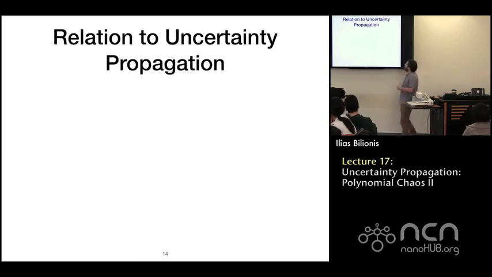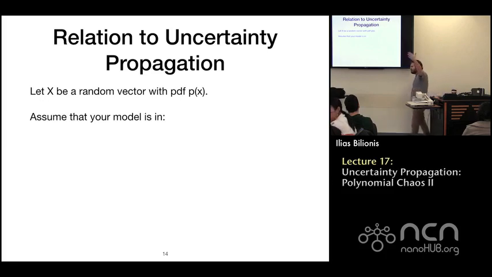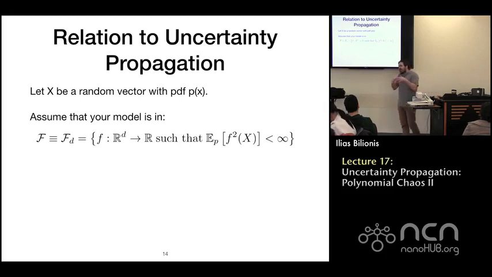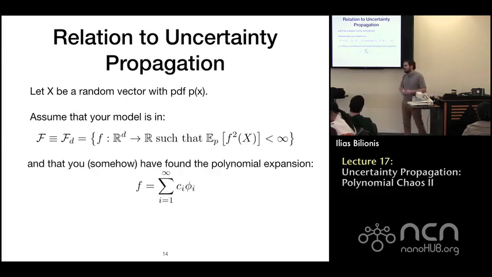Alright, so what is the relation to uncertainty propagation? Why do we do all that? Well, in uncertainty propagation problems, we have a random variable, a random vector for example, with a known density p of x, and we have a model f of x that is a quantity of interest. We are assuming that this model is square integrable, so that it is inside this Hilbert space, and if it is, then it can be expanded in a basis of polynomials. Okay, that's the whole point.